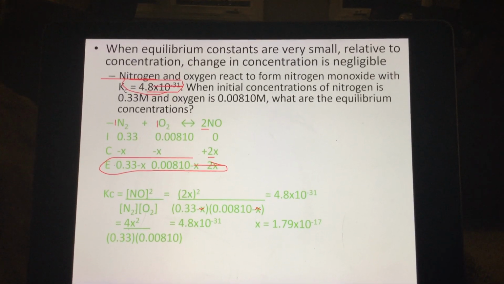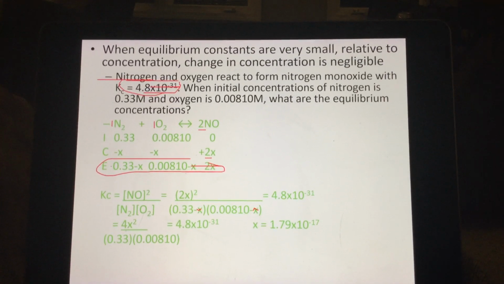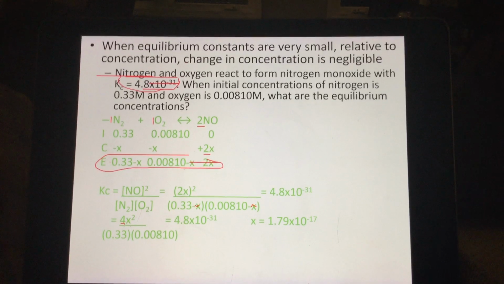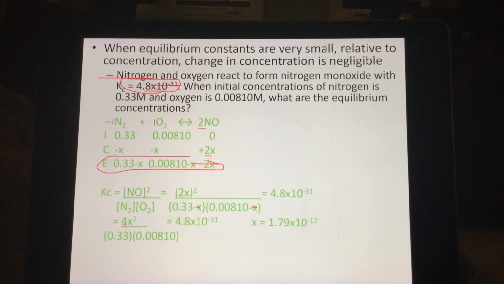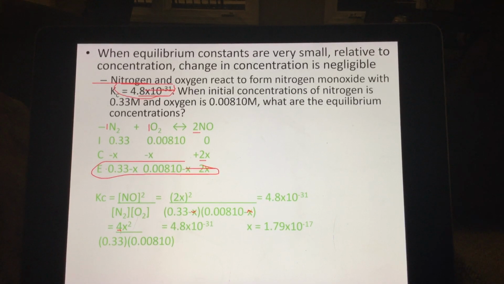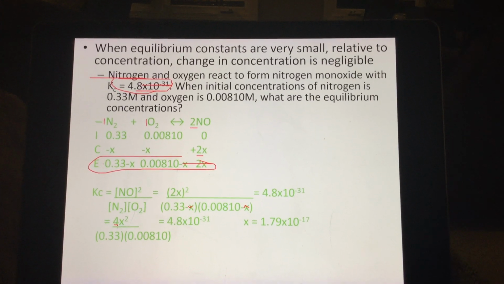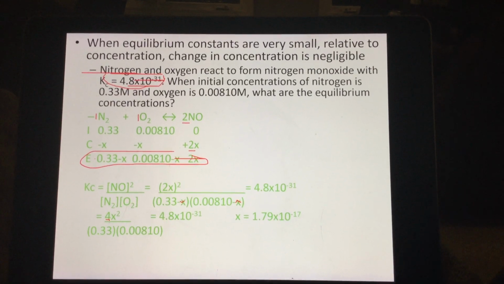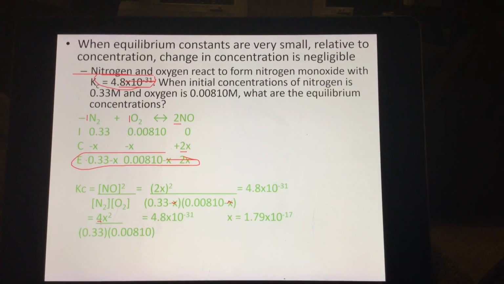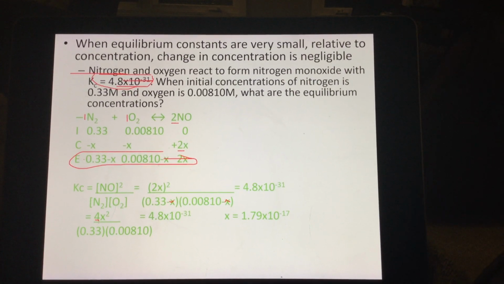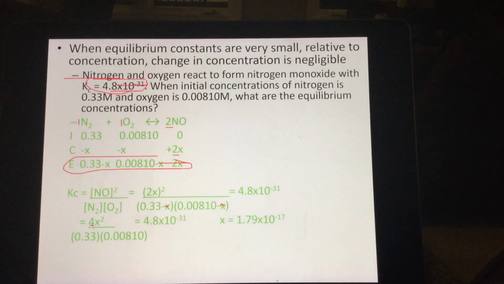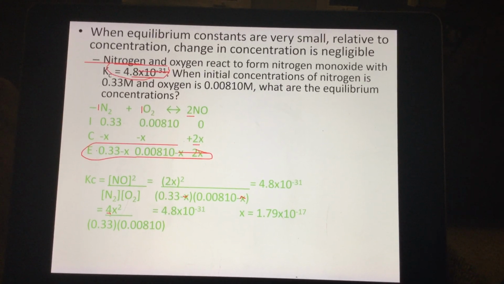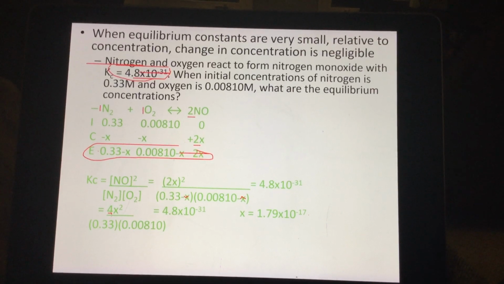Now, the one thing, and I've done this a lot myself, is when we have 2x in parentheses squared, that equals 4x squared, not 2x squared, but 4x squared. And then again, we got rid of the minus x to make the math a lot easier. So we have 4x squared over 0.33 times 0.00810. And then we just solve for x. After multiplying these and dividing by 4 and then taking the square root and all that algebra stuff, we end up with x is equal to 1.79 times 10 to the negative 17.